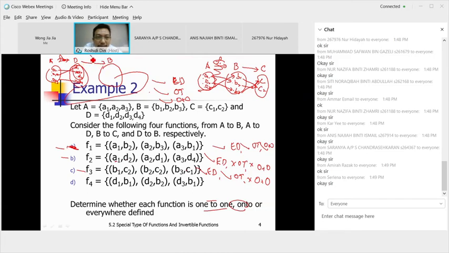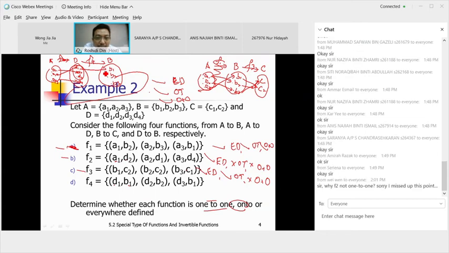D map to B. So this is F4. This one is F3. So B has B1, B2, B3, dot dot dot. So the mapping function F for D1, B1: D1 maps to B1, D2 maps to B2, D3 maps to B1.